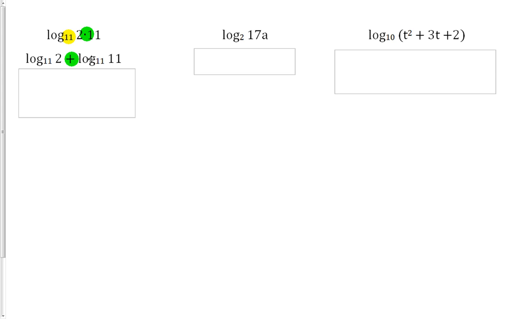Now when you see log base 11 of 11, you know that that's the identity. So this whole thing is just going to reduce to 1. And then our other log we can't do anything with, so that's just going to stay as it is.